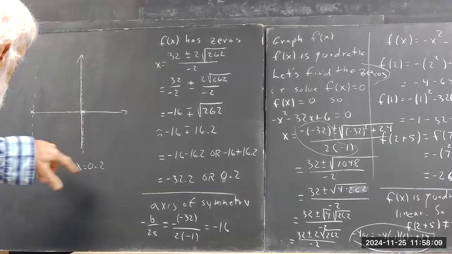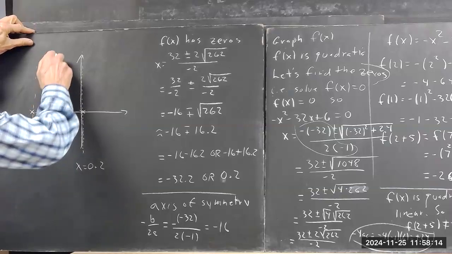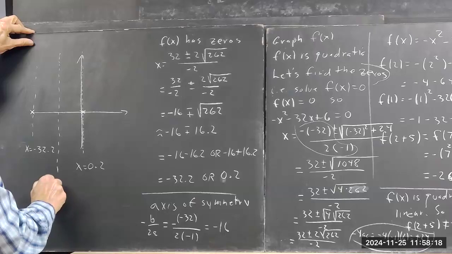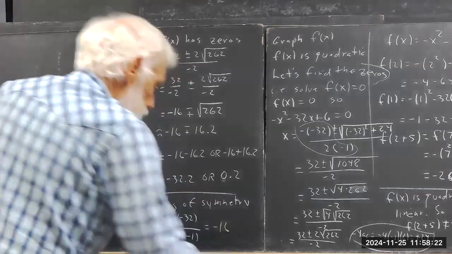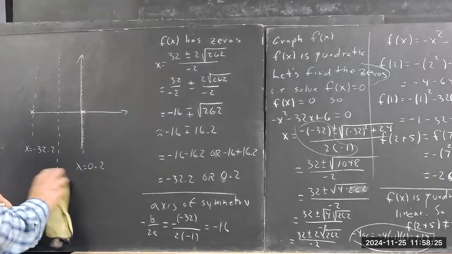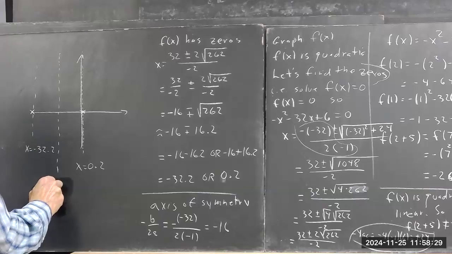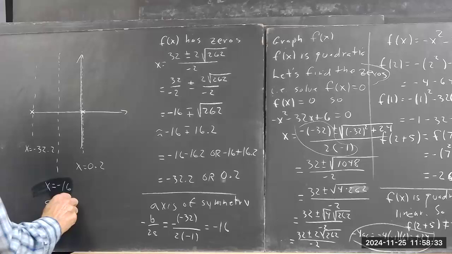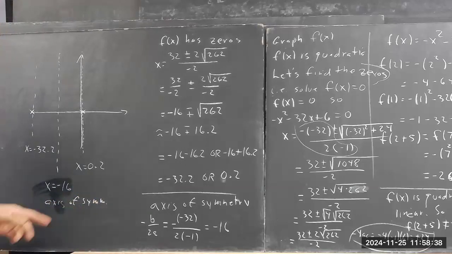Okay, so here we have a graph, and here's our axis of symmetry at, that's getting grotesque, x equals negative 16. I realized I'd forgotten the negative, and then my 16 went on with that. Minus 16. What's an axis of symmetry?